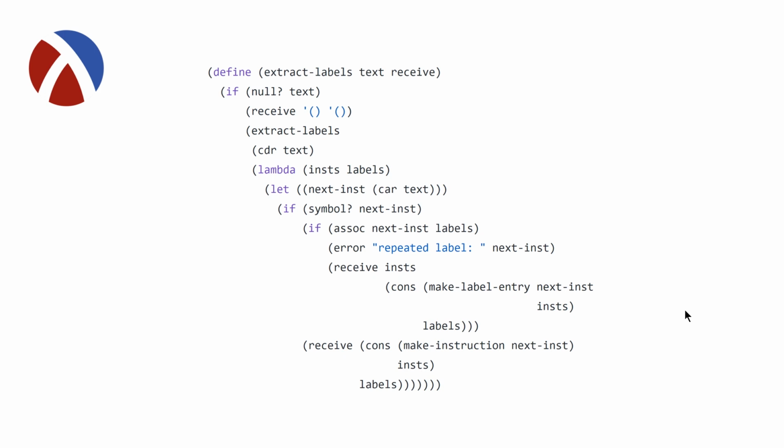Here is the extract-labels procedure that we just saw. Basically what this is doing is traversing down our controller text and extracting all of the labels that exist in our controller text.